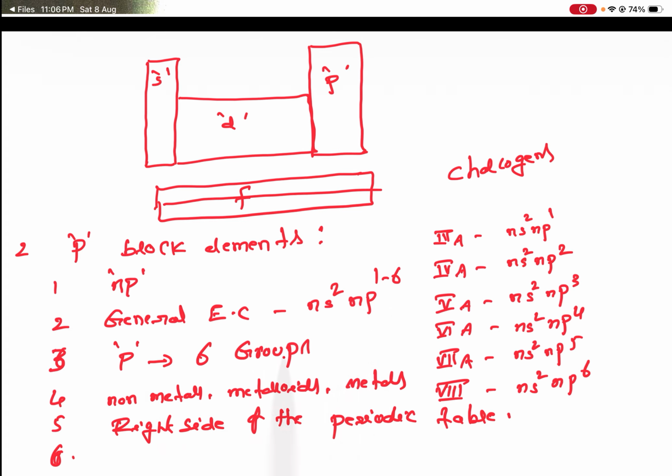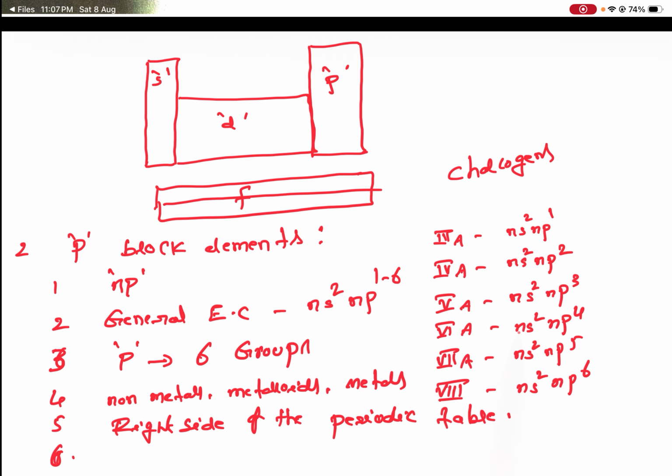P block contains 6 groups. The 3A group is known as the boron family, ns2 np1. The 4A group is known as the carbon family. Its general electronic configuration is ns2 np2. The 5A group elements are known as the nitrogen family. Its general electronic configuration is ns2 np3.